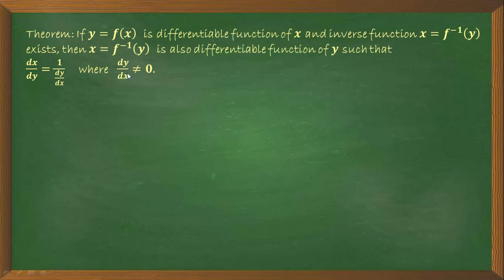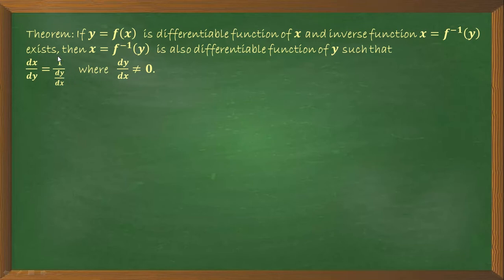See what is given here. Statement: if y is equal to f of x is a differentiable function of x and the inverse function x is equal to f inverse y exists, then what we have to prove? x is equal to f inverse y is also a differentiable function of y such that dx by dy is equal to 1 upon dy by dx, where dy by dx is not equal to 0.